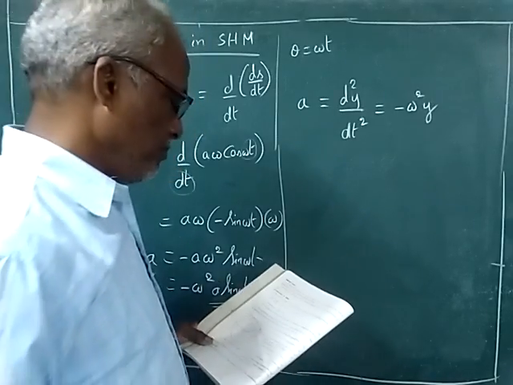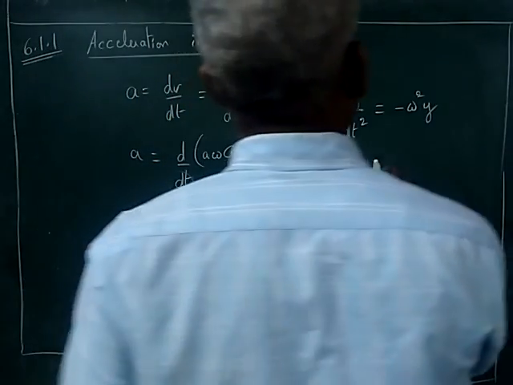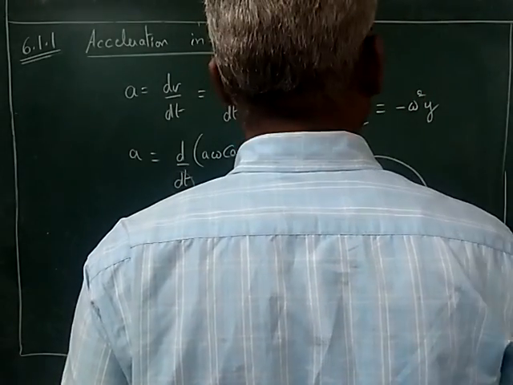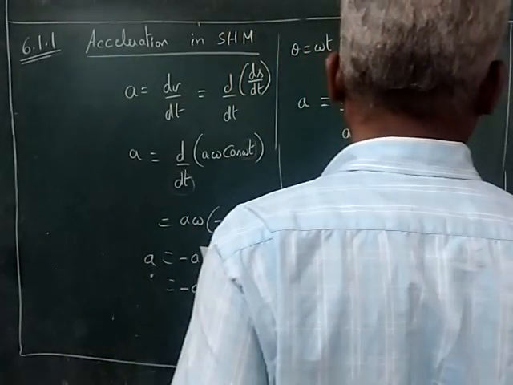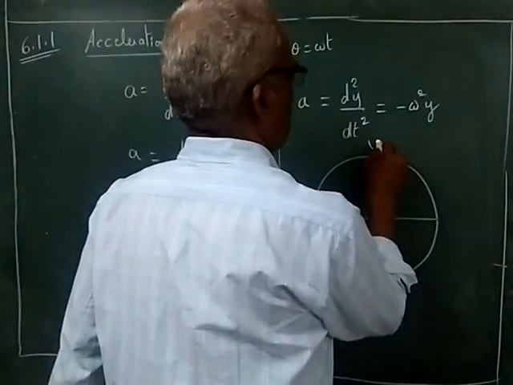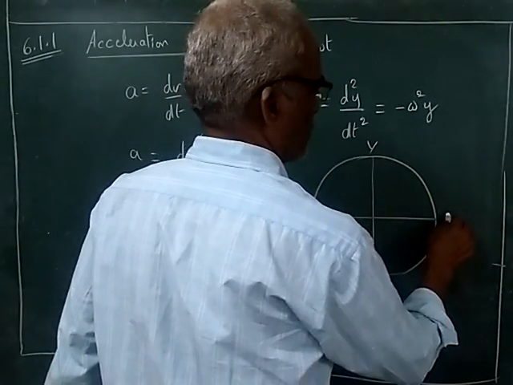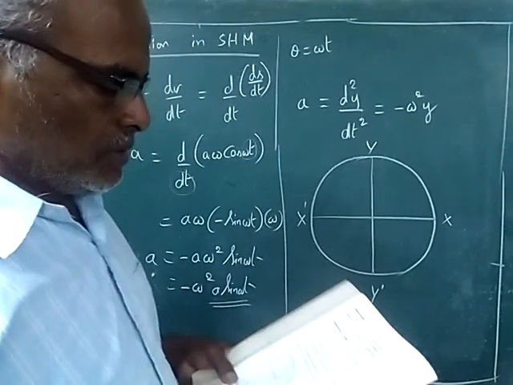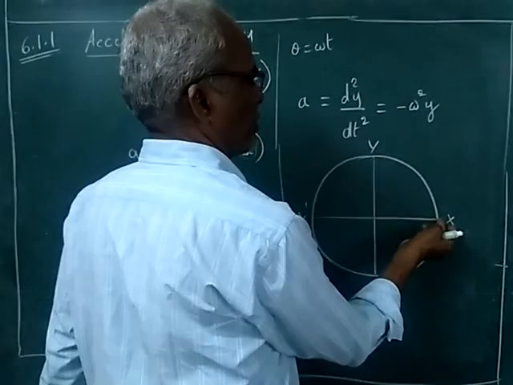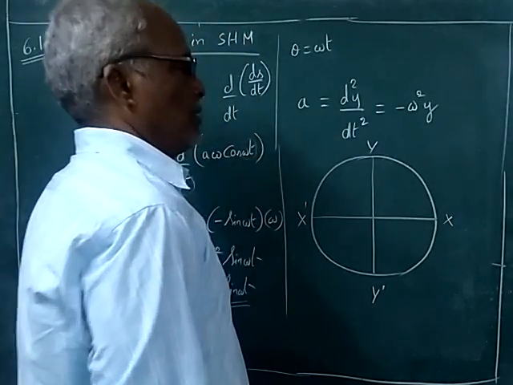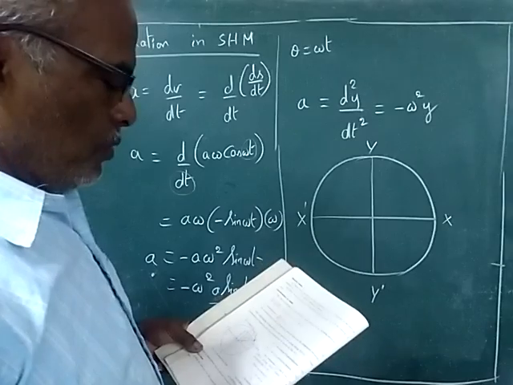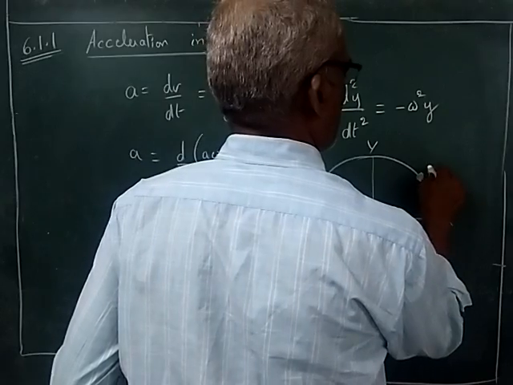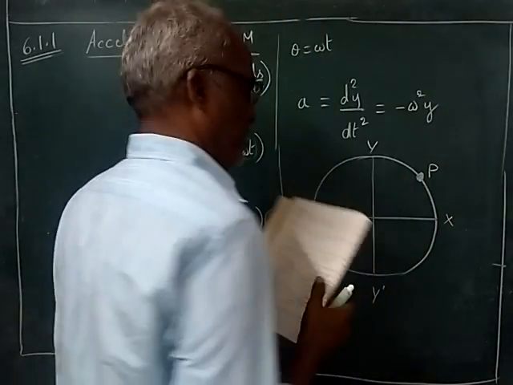Now we will draw the diagram. So this is y, y dash, x and x dash. So the particle starts moving from the point x and it revolves in the circle. Now we consider a particular instant of time. Say the particle is at p. The p is the particle, it is at this point.